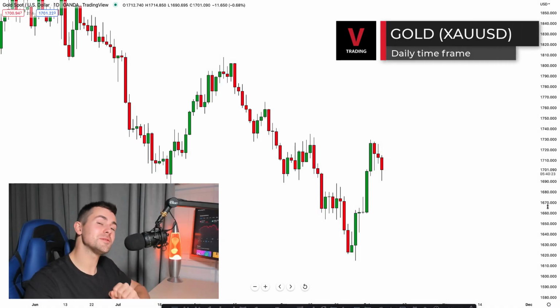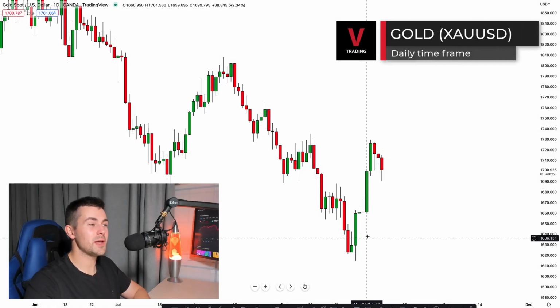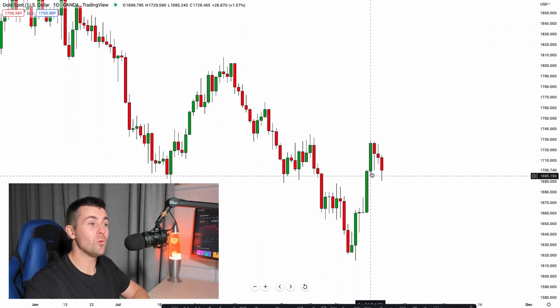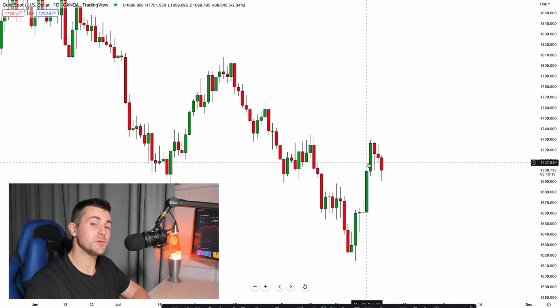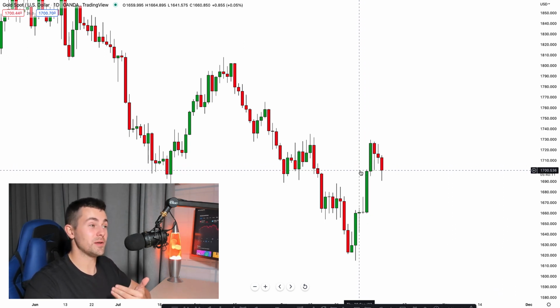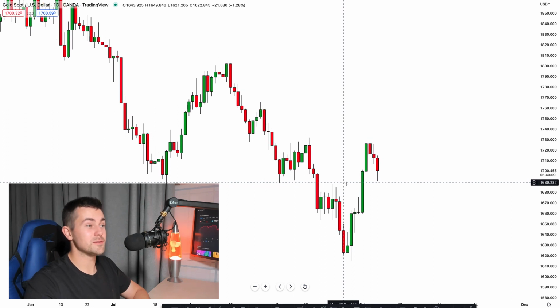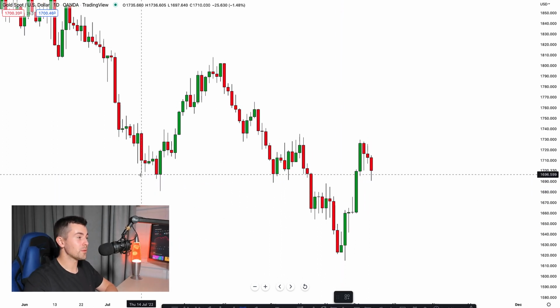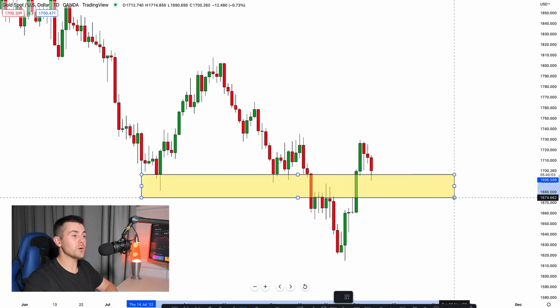Alright, traders, now let's analyze gold. And you can see how nicely gold was recovering. But even though the market was very bullish recently, now the situation is very tricky. Let's analyze this structure here on a daily time frame, traders. What I see right here is the confirmed bullish breakout of that wide zone of demand.